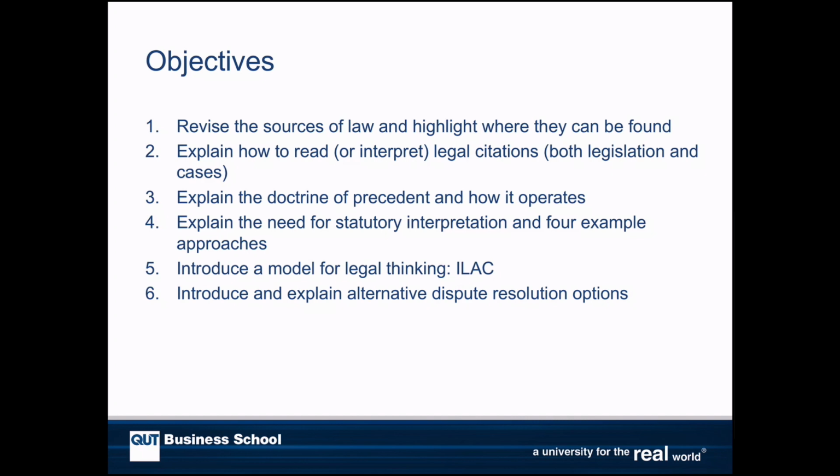So as we were saying, what we want to do is revise the sources of law and where they can be found, and understand how we interpret legal citations. That gives us a sense of where the law comes from, who's making it, what it might actually mean. Then we want to understand the doctrine of precedent. This is a critical element of our legal system, to understand the common law system. It's quite different, and it's something we need to understand. That is dealing with cases and how rules evolve from cases.